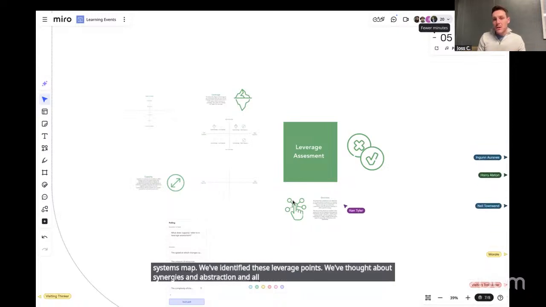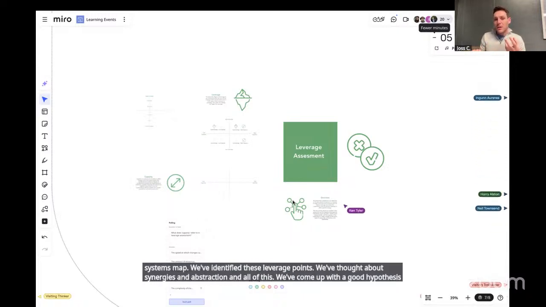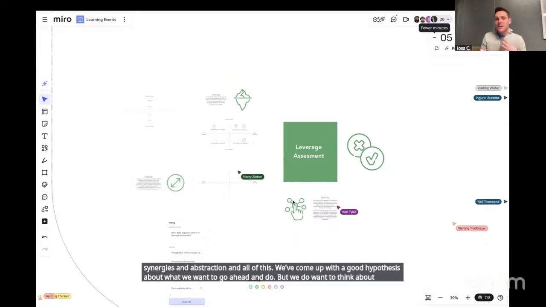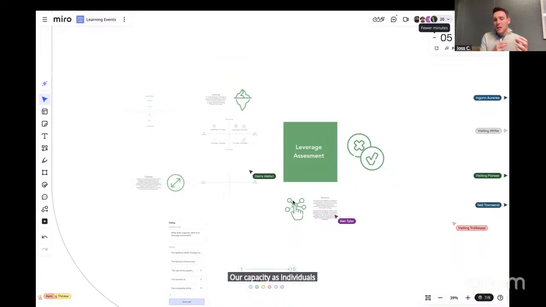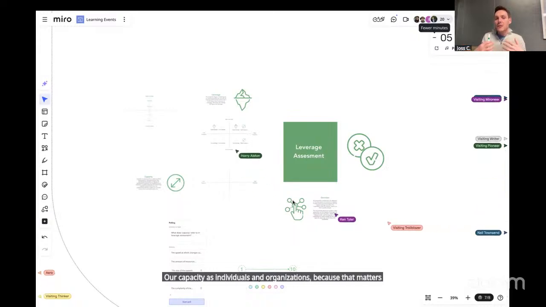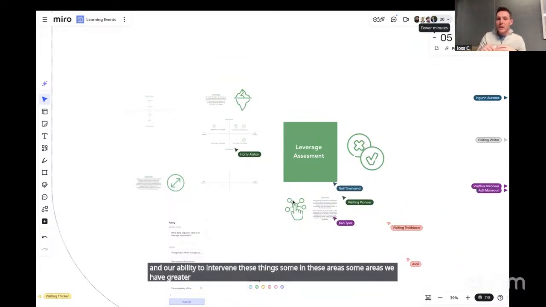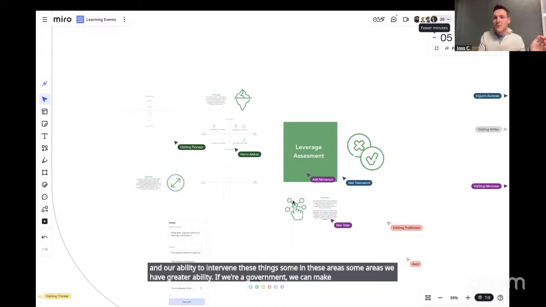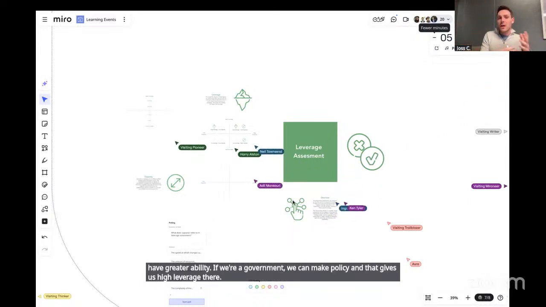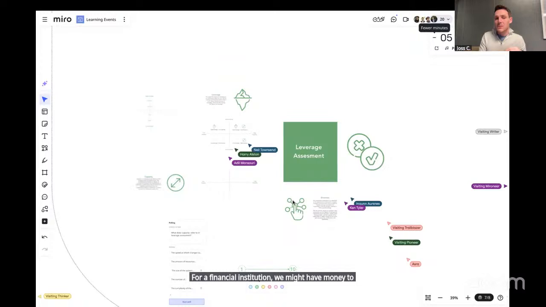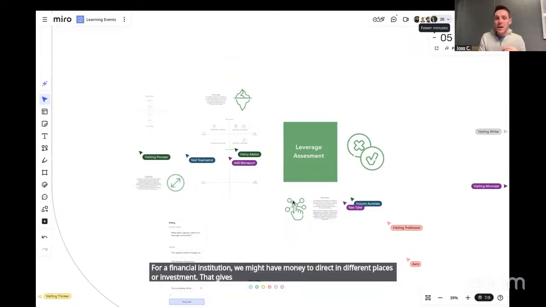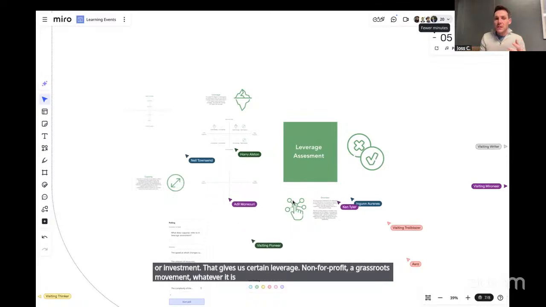We've come up with a good hypothesis about what we want to do, but we do want to think about our capacity as individuals and organizations, because who we are matters to our ability to intervene in these things. In some areas we have greater ability. If we're a government, we can make policy, and that gives us high leverage there. If we're a financial institution, we might have money to direct to different places, or investment. That gives us certain leverage. Or a non-profit, a grassroots movement, whatever it is. So we need to consider who we are.